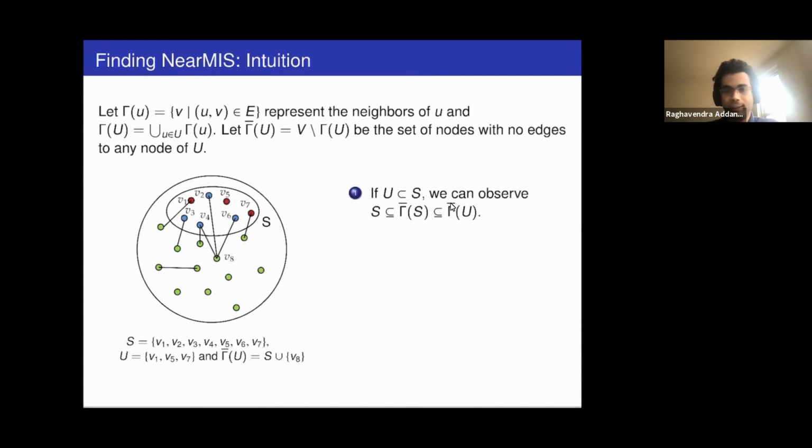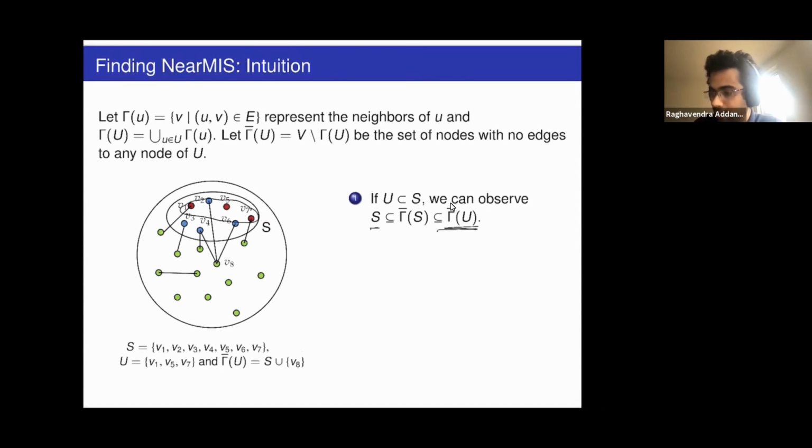So if U is a strict subset of S, we can observe easily that S will be contained in tau bar of S, which will be contained in tau bar of U. So if V belongs to S, because V is part of an independent set, it will not have any edges to S. So V will also belong to tau bar of S. Now, if we pick some V in tau bar of S, because it doesn't have any edges to S, it will not have any edges to U, so it will belong to tau bar of U. In some sense, using this small set U, we were able to obtain a larger set tau bar of U, which encapsulates this S. Now, all we need to do is pick a subset of this tau bar of U. First, we found a subset of S, then we expanded it into tau bar of U. Now we want to get back S.